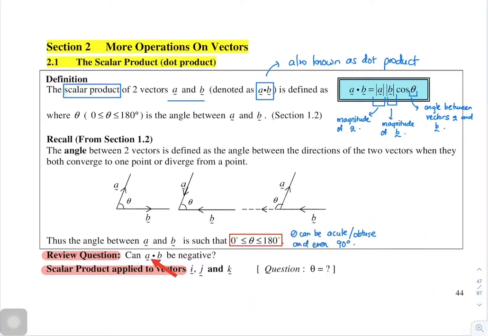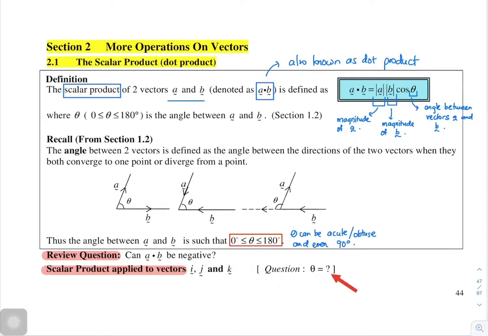Question: can A dot B be negative? The answer to this question actually lies in the definition itself. If we look at the expression on the right hand side, the modulus of A and the modulus of B are both positive numbers. Cosine theta, however, depends on theta, the angle between the two vectors. As we have discussed just now, theta can be either acute or obtuse. In the case where theta is obtuse, cosine theta is less than 0, and thus the right hand side is negative. So it is possible for A dot B to be negative.